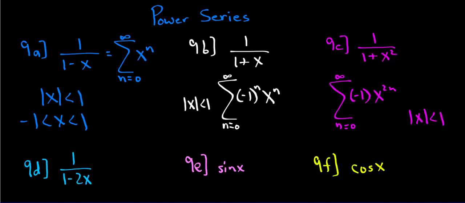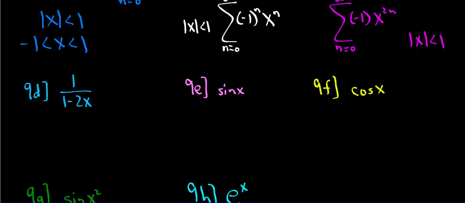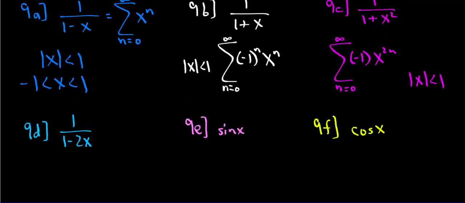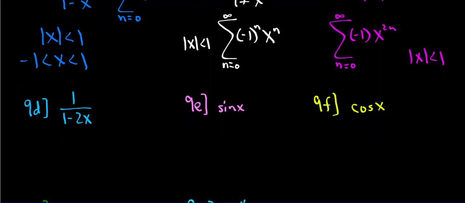Okay, so on down here. Now remember, if more practice is needed, or you're wondering, well, where did we come up with this? Just let me know. Okay, so we've got 1 over 1 minus 2x. Well, that's a lot like 9a, except instead of x, we've got 2x. And we're expanding this about 0.